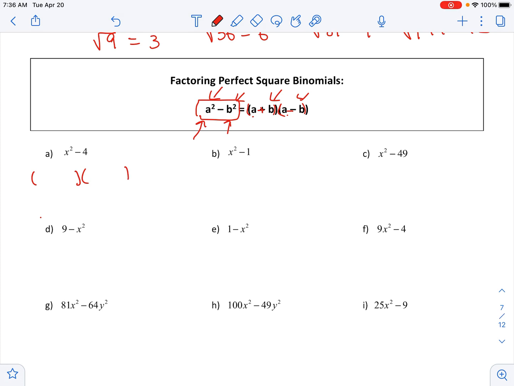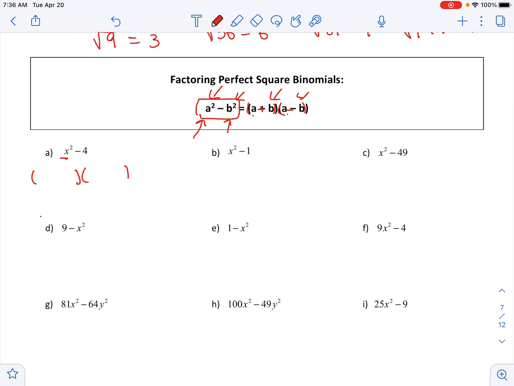So I'm going to set up my parentheses. If the first term is x squared, that means that the square root of x squared has to be x and x. Those are the only things that multiply to x squared. And one sign will be a minus, and the other one will be a plus. If you flip it, it's fine, it doesn't matter. And then the square root of 4 is 2, so it's going to be 2 and 2. So that's how you factor the difference of two perfect squares. Now, if you write it like this, it's also correct. It doesn't matter if you flip the whole entire parentheses.